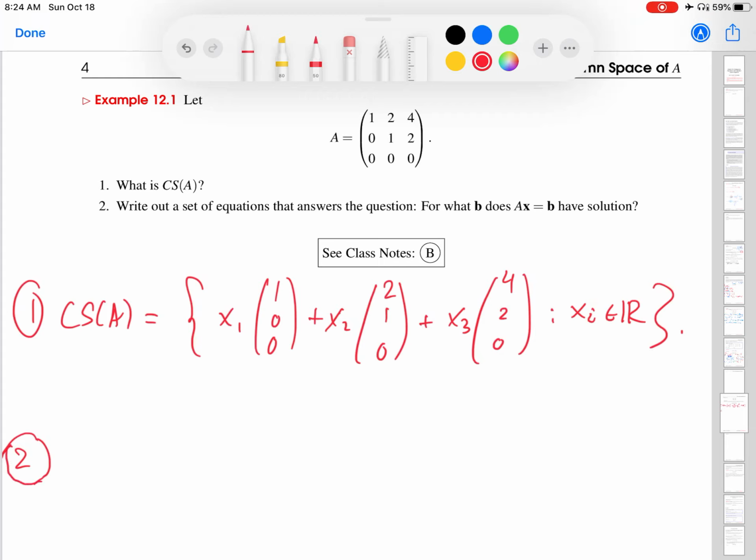So number 2, write out a set of equations that answers the question, for what b does Ax equals b have a solution?